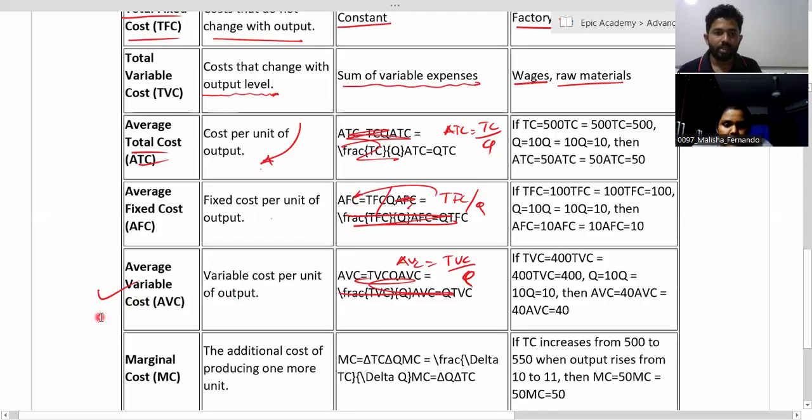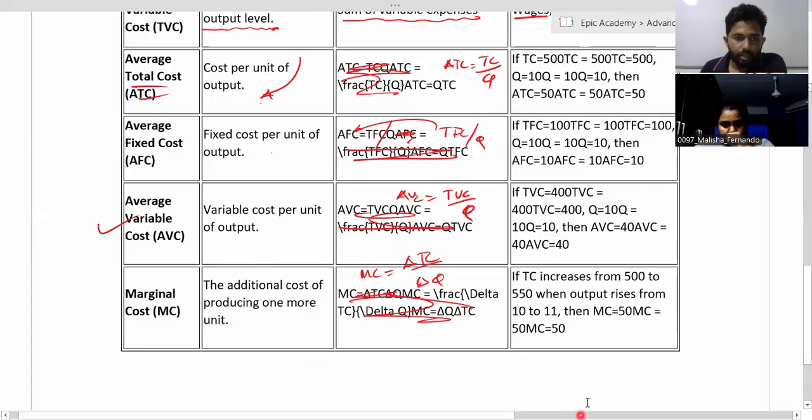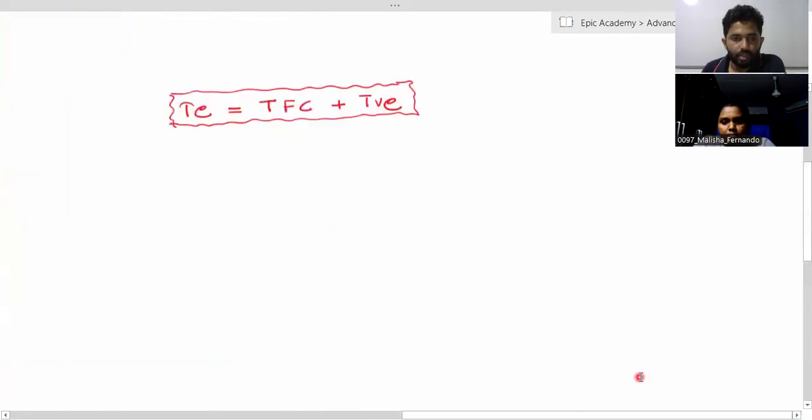So then what about the marginal cost? The additional cost of producing one more unit. If you are producing another additional unit, the cost gain because of that additional unit, we call it marginal cost. How can we calculate it? MC equals delta TC divided by delta Q, the difference of the total cost over the difference of the total production. We call it marginal cost. Let's move to the equation.